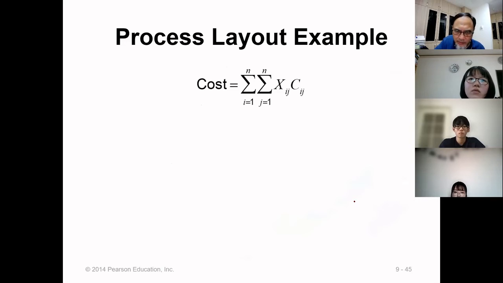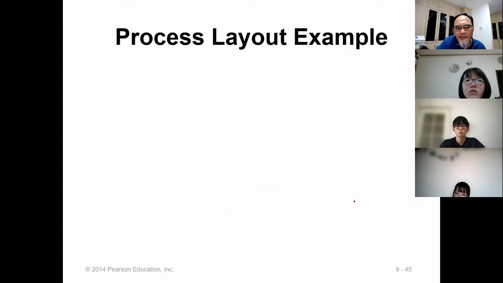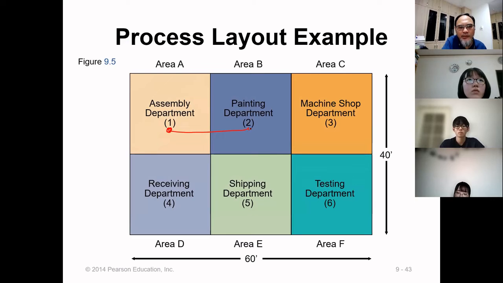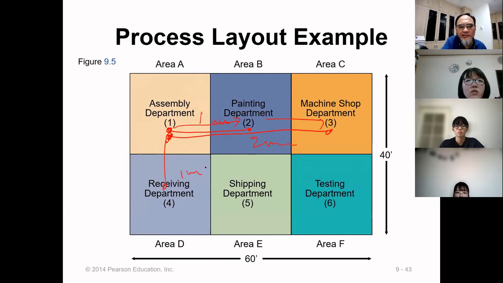So using the same formula as just now, I calculate the current cost. Here it doesn't show the distance, but it is center to center. If I move from here to here, it is one unit of distance. From here to here, it is 2 units of distance because it is center to center. Here to here is also 1 unit. Here to here is 2 units, and here to here is 2 units. Understand? If you move from assembly to this department, it's going to be 2 plus 1.